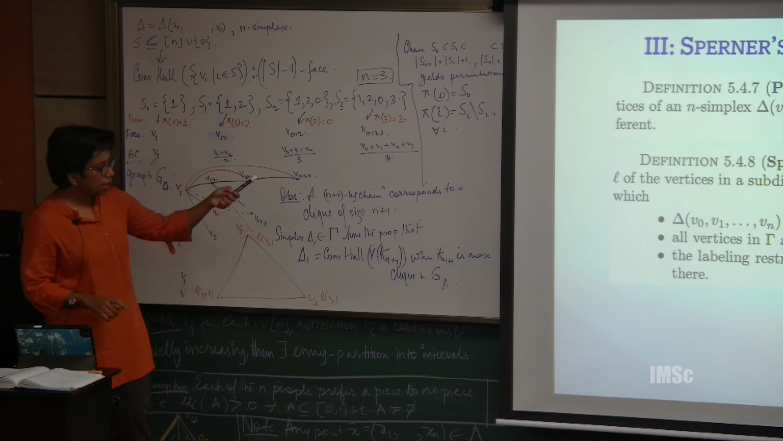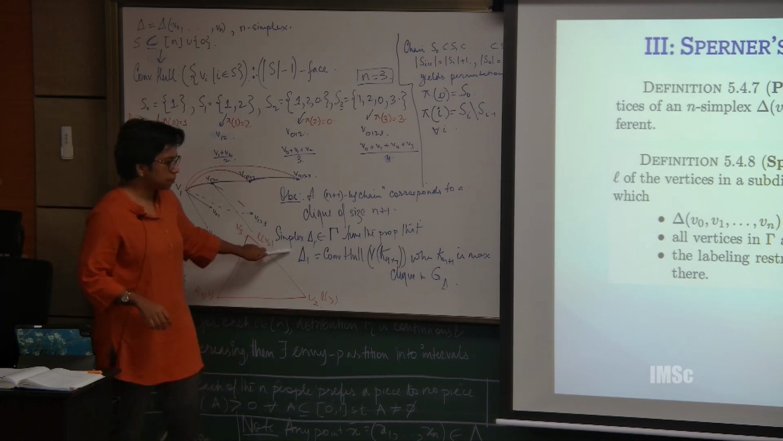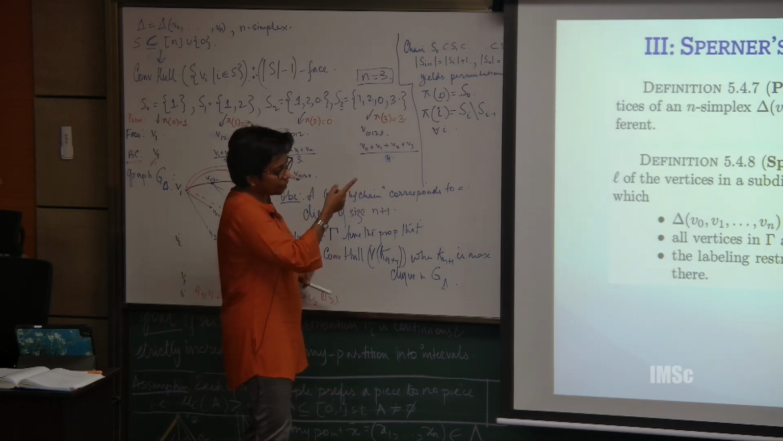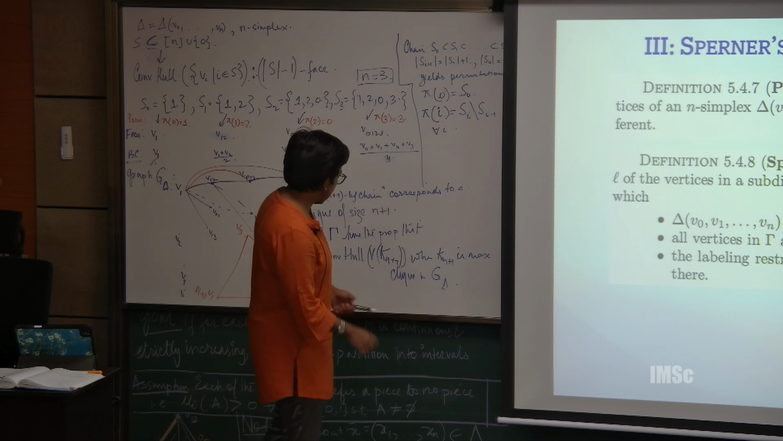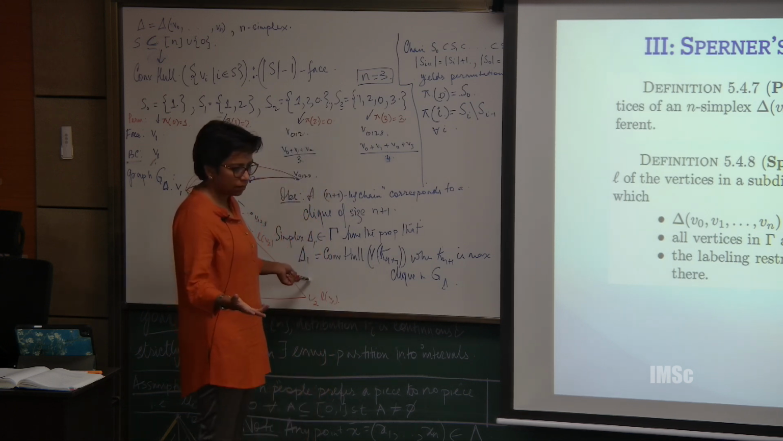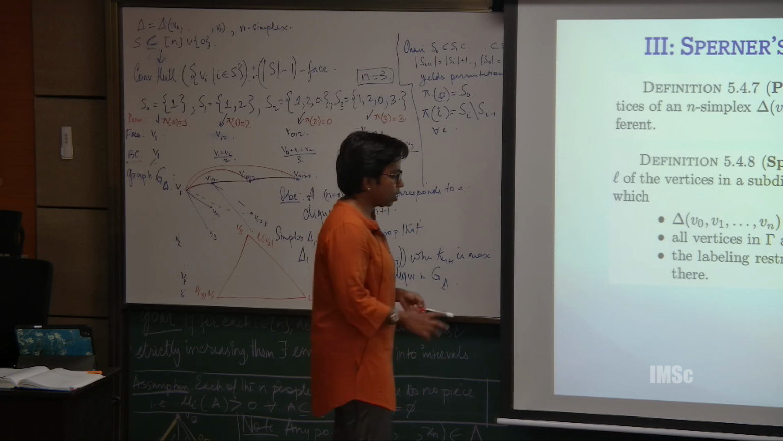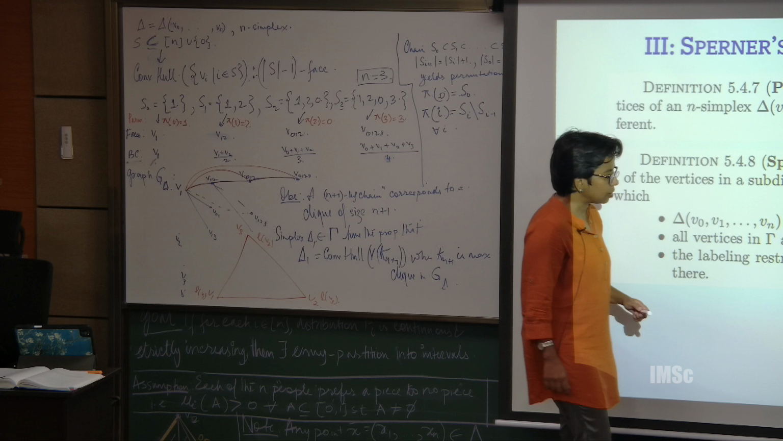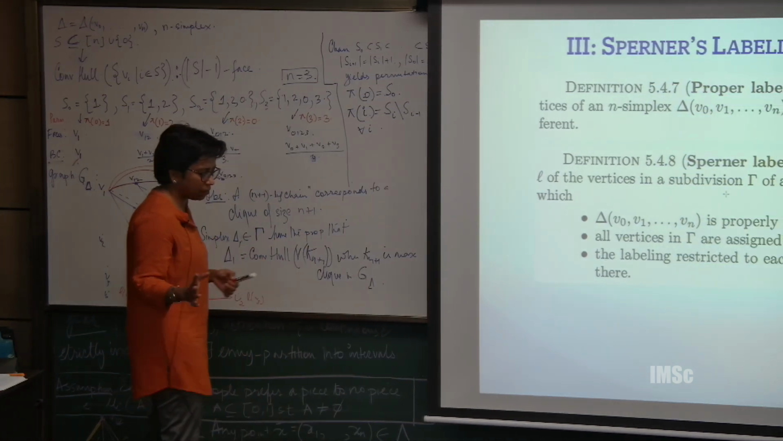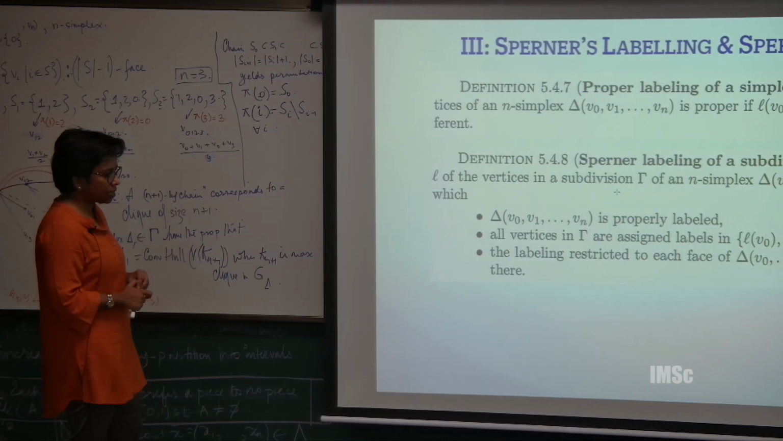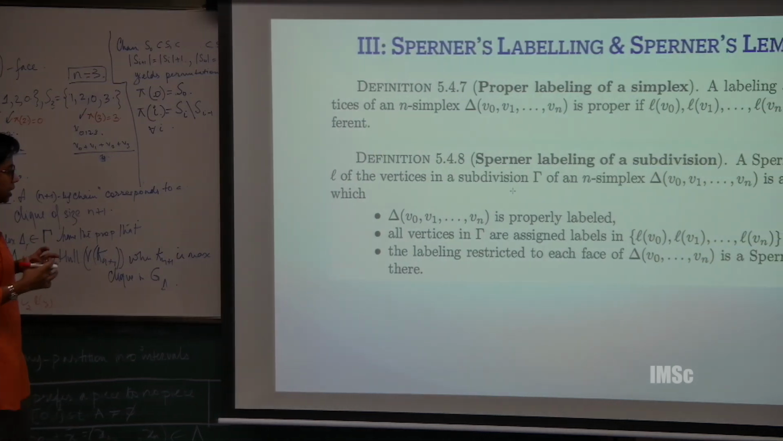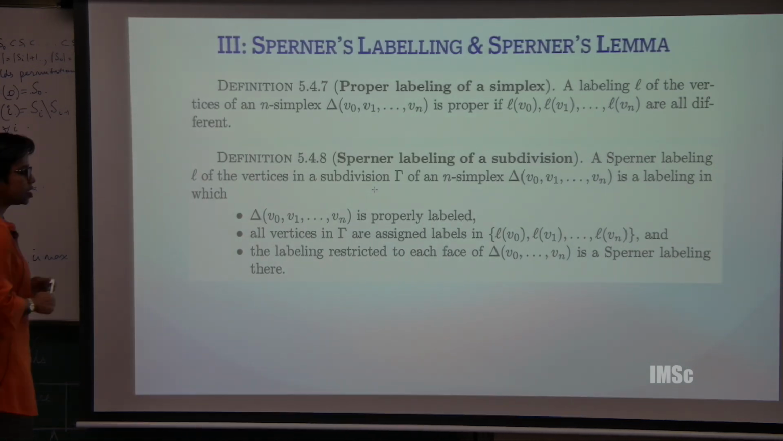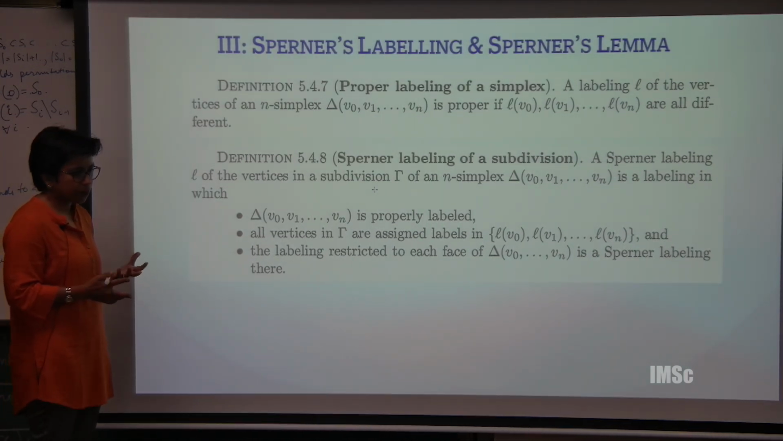Within an n-simplex, I look at a subdivision, delta 1. The labeling L should have this property. Firstly, the outside has to be properly labeled: L of V0 to Vn must be distinct. All vertices within a subdivision are assigned labels. Again, you use the same label values as you would color the outside points, and when you restrict the labeling to any face of the simplex, that must also be a Sperner labeling, meaning it should be proper.